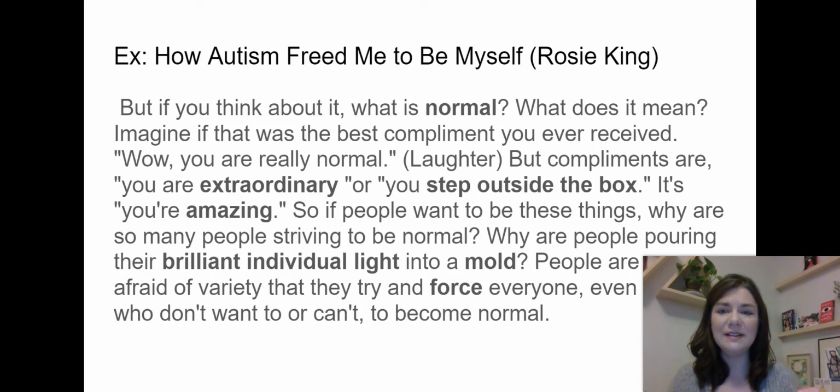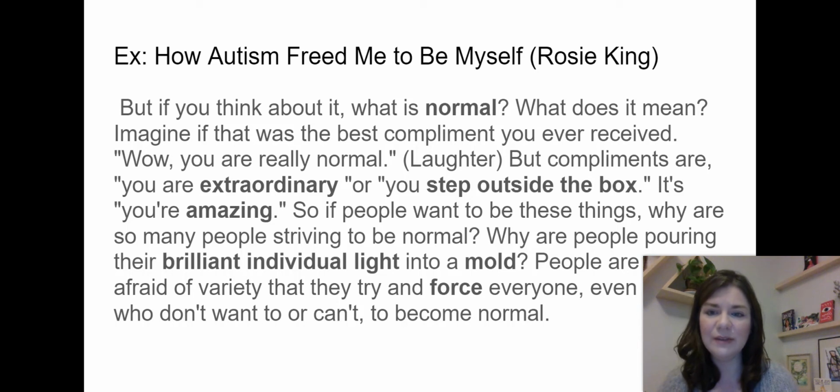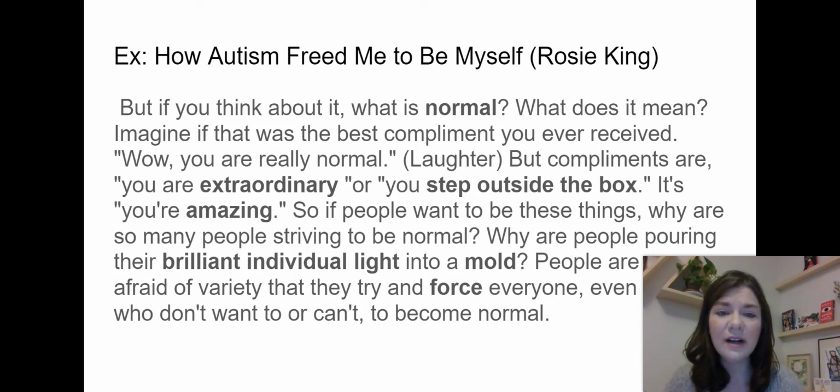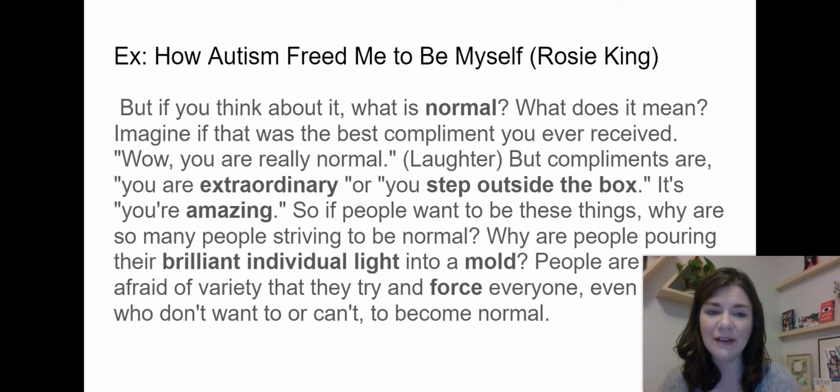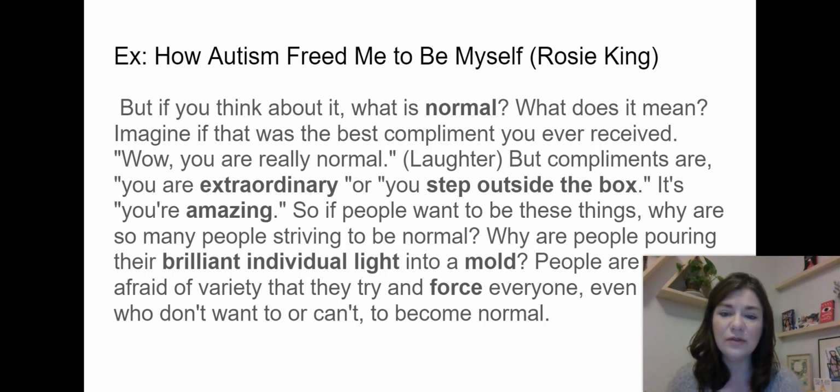And in this paragraph, she says this. But if you think about it, what is normal? What does it mean? Imagine if that was the best compliment you ever received. Wow, you are really normal. But compliments are you are extraordinary or you step outside the box. It's you're amazing. So if people want to be these things, why are so many people striving to be normal? Why are people pouring their brilliant individual light into a mold? People are often so afraid of variety that they try and force everyone, even those who don't want to or can't, to become normal.